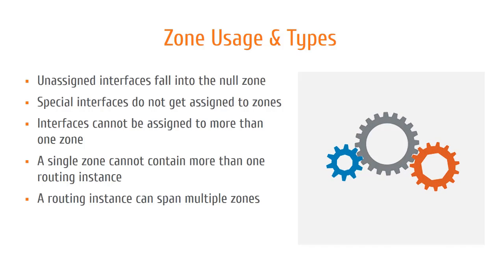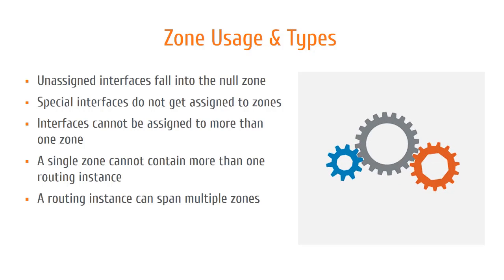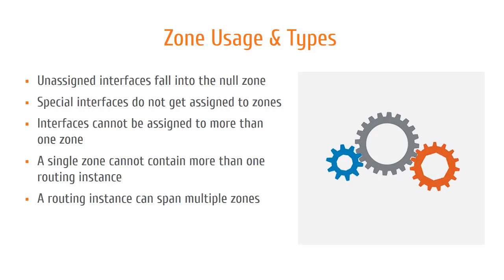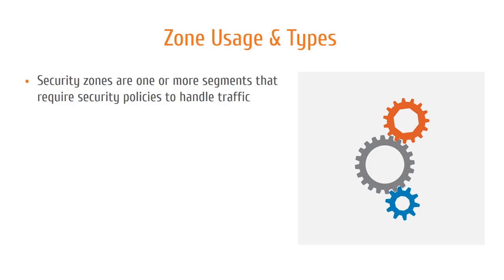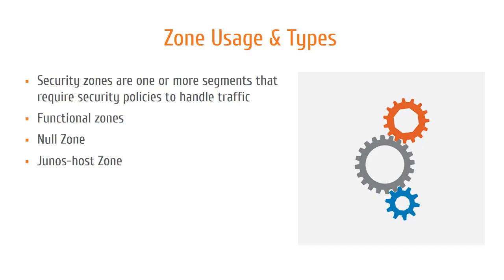Interfaces cannot be assigned to more than one zone or routing instance, and all of the zone interfaces must be in the same routing instance. Multiple routing instances can run on the same device. Each instance has its own routing and forwarding tables and one or more zones. Security zones are one or more segments that require security policies to handle traffic. There are several other zones that are usable, including functional zones, which cannot be used in policies or for transit traffic, the null zone, which drops all traffic in and out of it, and the Junos host zones.